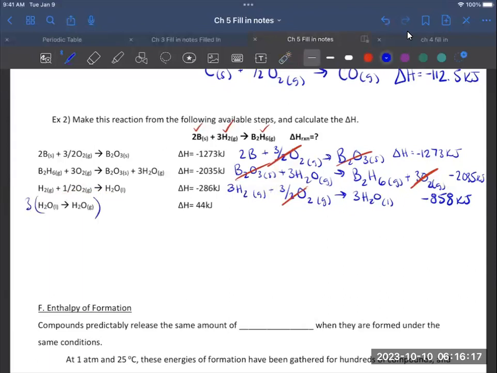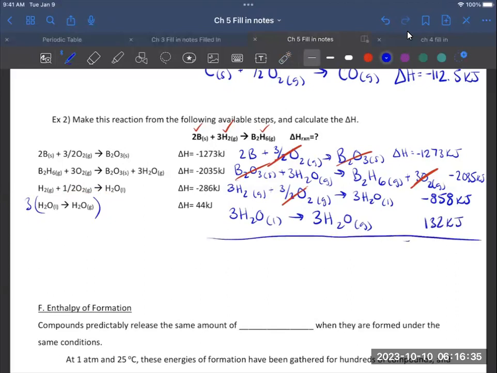And so what that's going to do is give me 3H2O liquid turning into 3H2O gas. And again, because I multiply it by 3, the delta H of that is going to be multiplied by 3. So it's going to be 132 kilojoules. Okay, so now that that's all figured out, take a look what happens. Now we have 3H2O liquid and 3H2O liquid on opposite sides of the arrow, so they'll cross out. Okay, and then we also have 3H2O gas and 3H2O gas on opposite sides of the arrow, so they will cross out.